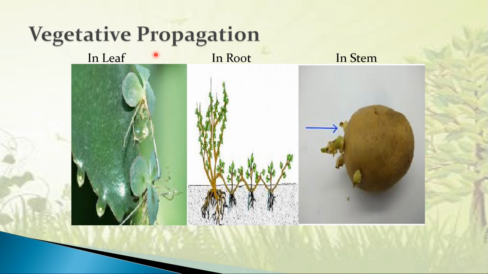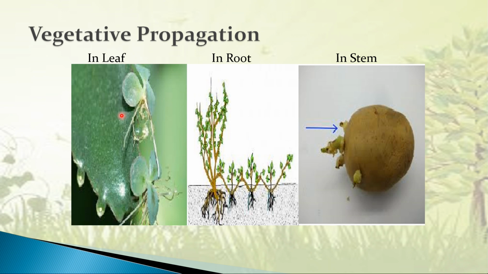Now, vegetative propagation. I'm showing you the pictures of vegetative propagation in leaf, in root and in stem. First I will explain the definition of vegetative propagation. In some plants, new plants grow from vegetative parts like root, stem and leaves. This is called vegetative propagation. When plants grow from root, stem and leaves, that is called vegetative propagation.